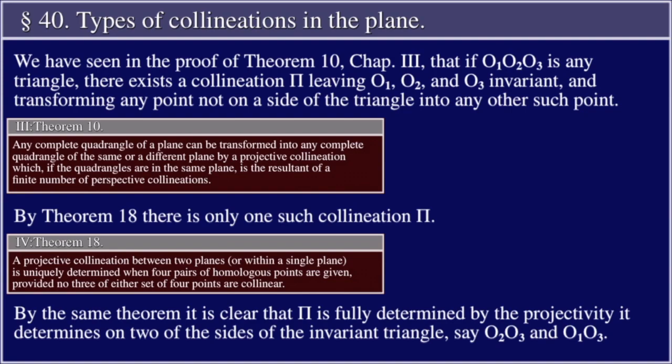By Theorem 18, there is only one such collineation, pi. By the same theorem, it is clear that pi is fully determined by the projectivity it determines on two of the sides of the invariant triangle, say O2O3 and O1O3.